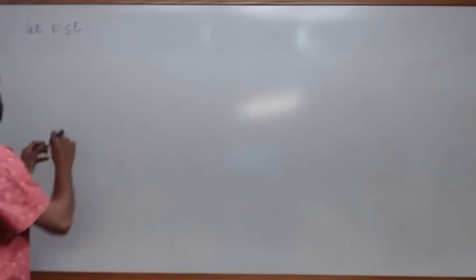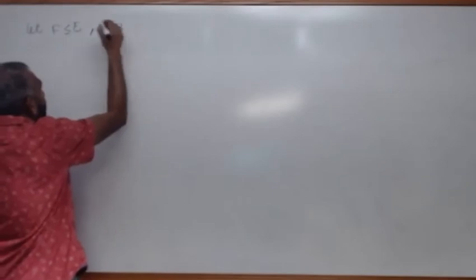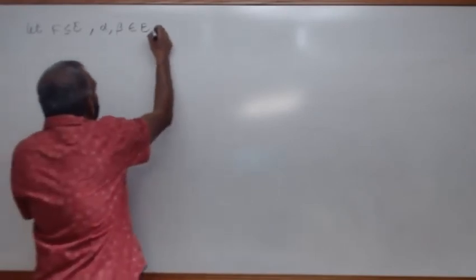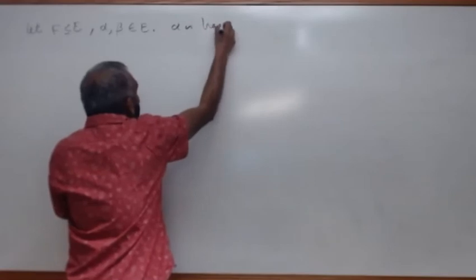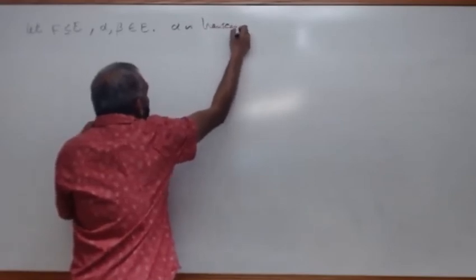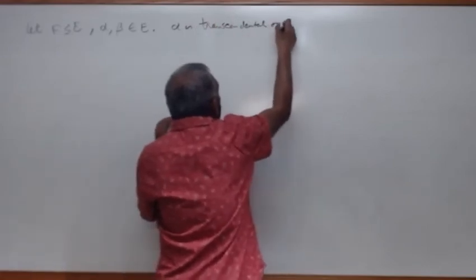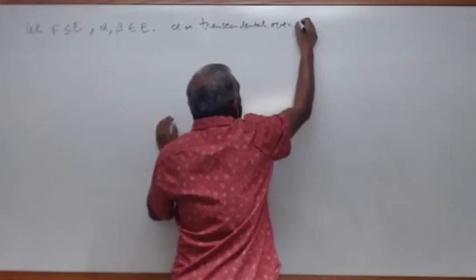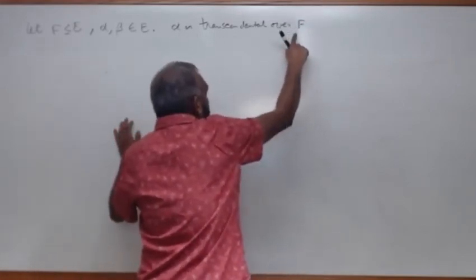Then I'm going to take two elements, alpha and beta, in E. All we know is alpha is transcendental over F. That means that alpha does not belong to F. It's outside F.